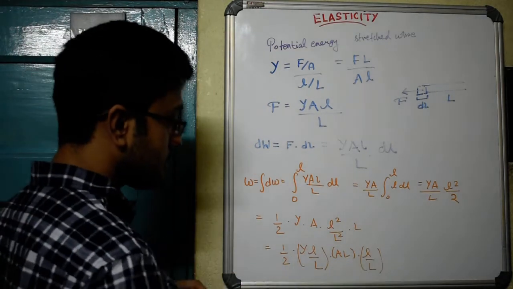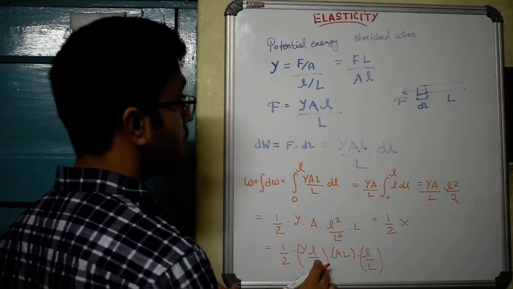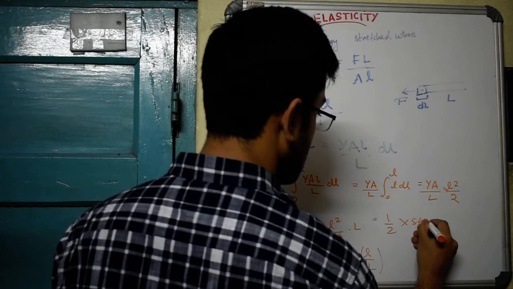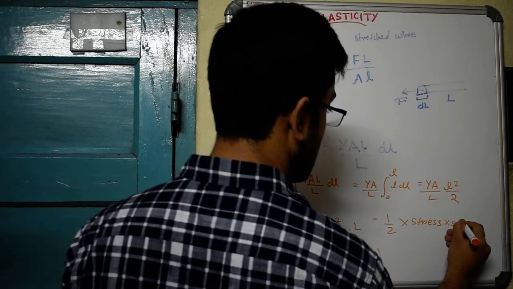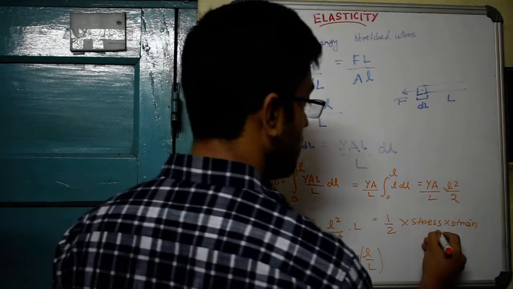Now what is this thing? If you look, this thing is half into Y into small l by capital L, from this formula is my stress. Small l by capital L is strain, and area of cross section into total length is volume.